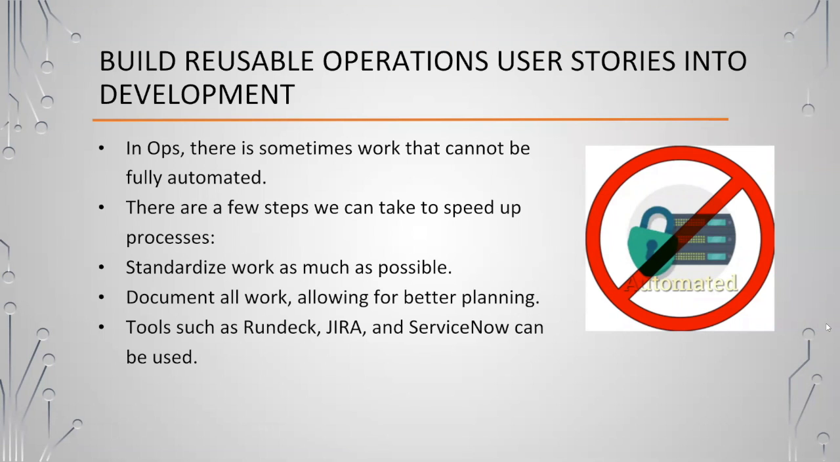In operations, there's sometimes work that can't be fully automated, but there are a few things we can do to speed up those processes. The first thing we want to do is standardize the work as much as we can. When we standardize things, it just makes it easier to do manually. And then we want to document everything, which will allow us to plan better and do everything the best way possible. There are some tools we can use, such as Rundeck, Jira, and ServiceNow, that can help with the planning and documentation.